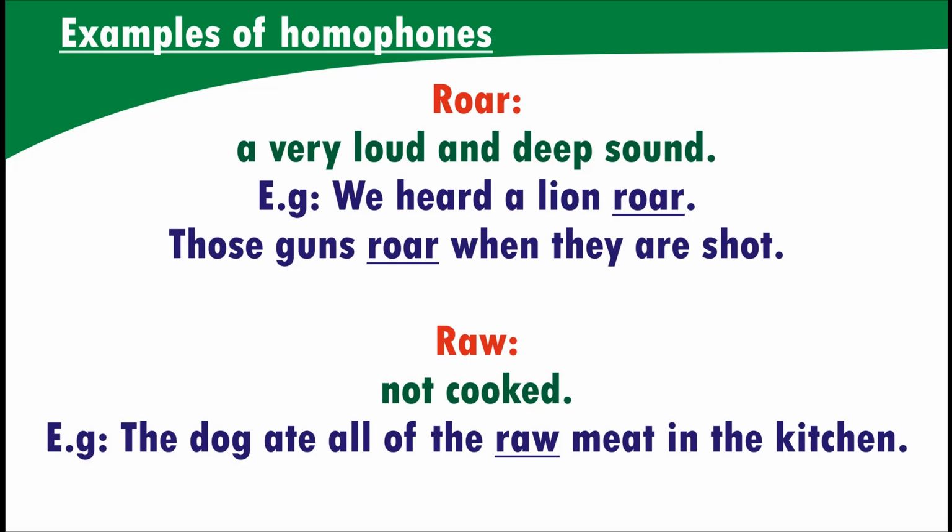The next examples are raw. So the first word, R-O-A-R, roar. It is a noun, but sometimes it is used as a verb. It means a very loud and deep sound, like that one made by a lion. We can say we heard a lion roar.